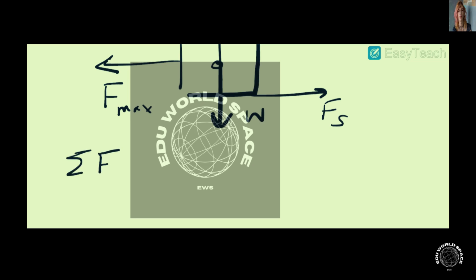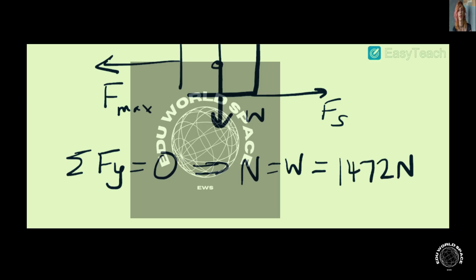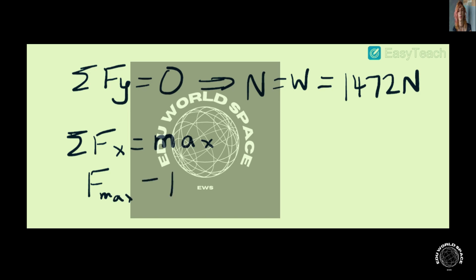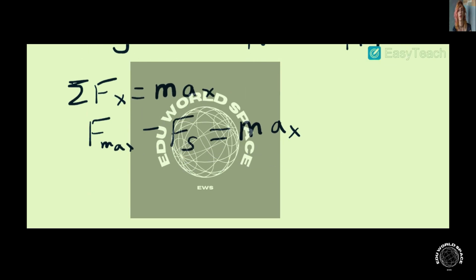So again, doing our net force balance in Y, we can say that the net force in Y is equal to 0. Therefore, the normal force is equal to the weight force, which will be equal to 1,472 newtons. Next, we can say that the net force in X is equal to MAX. This is because the net force in X is not zero since the box is accelerating. Therefore, we can say that the force maximum minus the static friction force is equal to mass times acceleration.